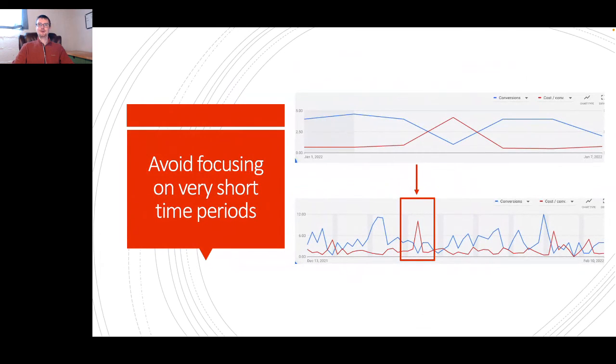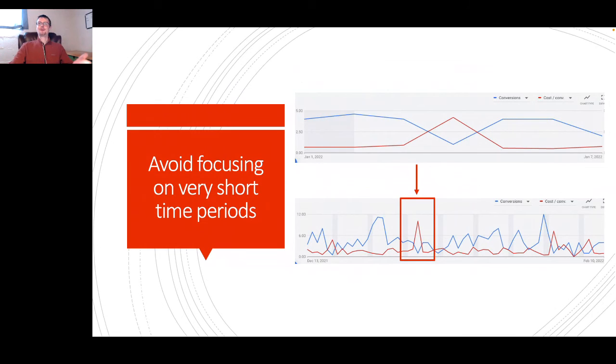Another thing is don't focus on super short time periods. I'll have clients email me like, oh no, our leads are down today. And I'm like, well, did you look at the last week or the last month? Things are going to dip up and down by day. That's normal. So you want to look at longer time frames.